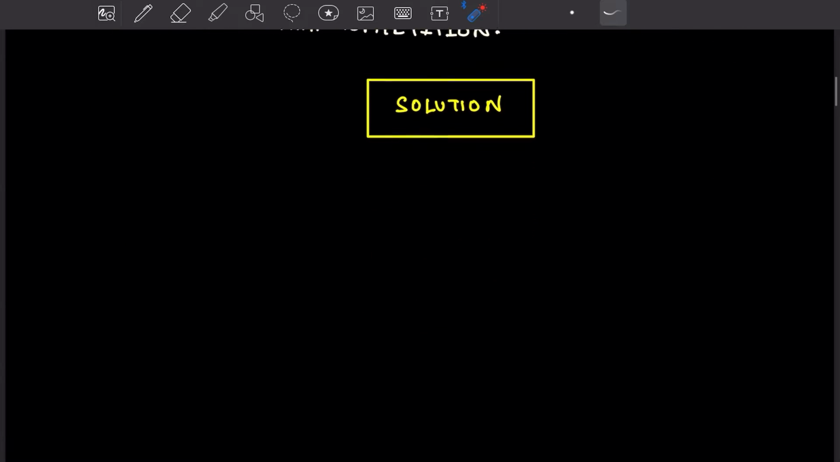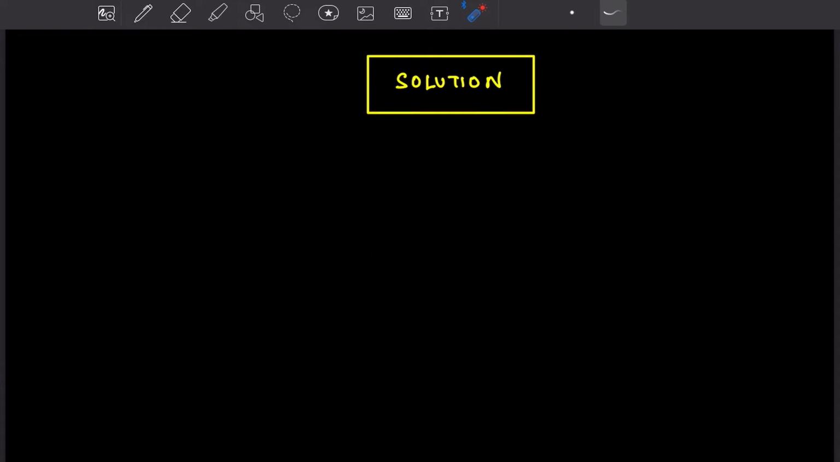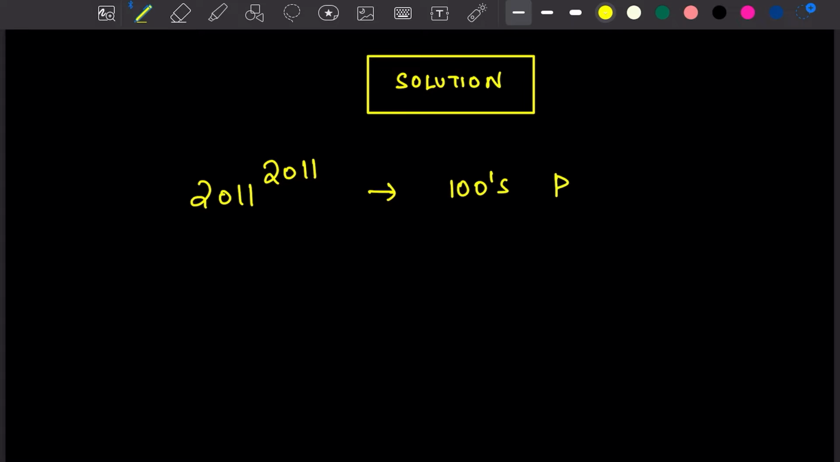So let's talk about this problem. So we want to find out 2011 to the power 2011's hundredths place digit. So what does that mean? Well, let's take an example.